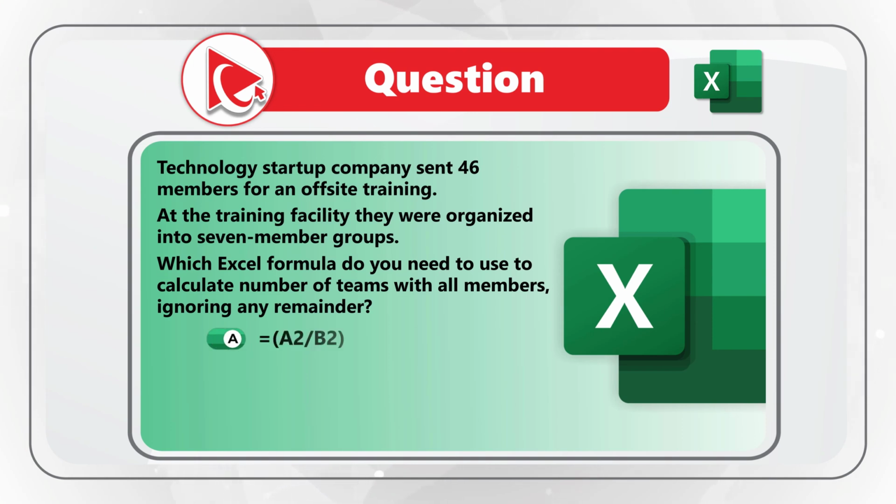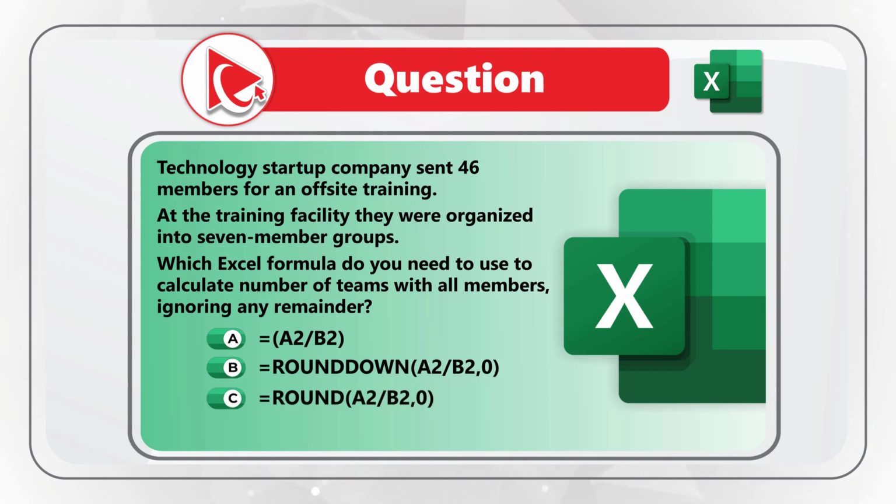Choice A, divide cell A2 by B2. Choice B, you use the ROUNDDOWN formula and supply A2 divided by B2 as the first argument, and as the second argument you supply 0. Choice C, you use the ROUND formula and then supply A2 divided by B2, and the second argument you supply as 0. And last but not least, you use the ROUNDUP formula, and then in parentheses you supply the division of A2 by B2 and the second argument as 0. Take a close look to see if you can come up with the answer.